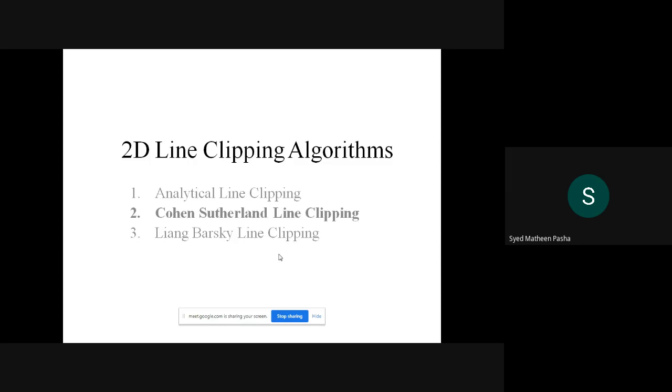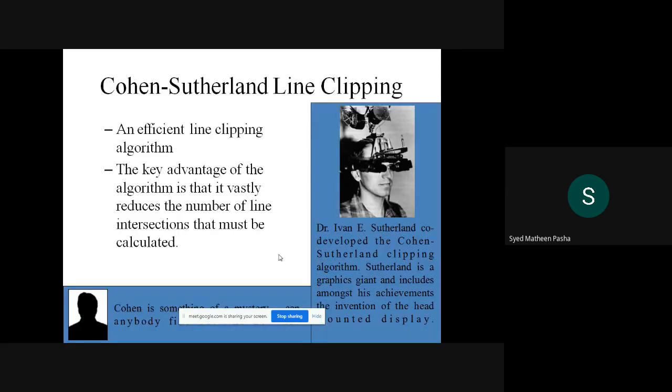So we'll go to the slide. Cohen-Sutherland line clipping algorithm. Do remember there is one more algorithm which is not much important. Don't confuse that algorithm with this particular algorithm. So we'll check out what the Cohen-Sutherland line algorithm is. Basically, the Cohen-Sutherland algorithm is a computer graphics algorithm which is used for line clipping.